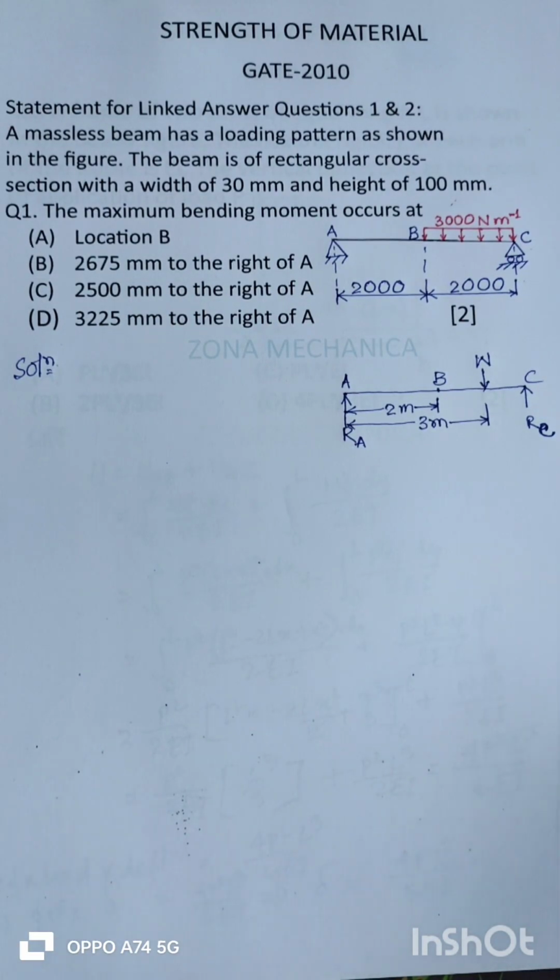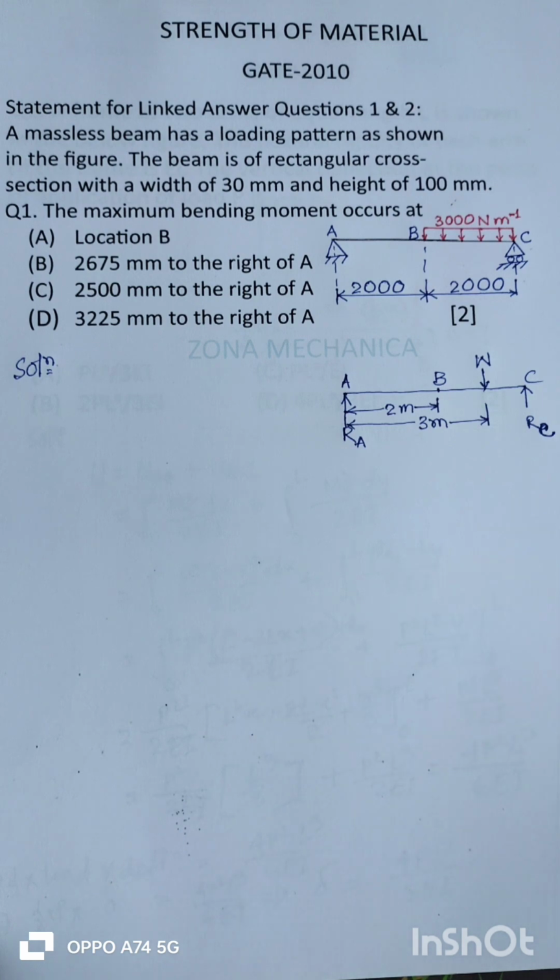There is an MCQ on bending moment. Actually, there are two questions based on the same data, and the two questions are of linked answer type. The common data is given as: a massless beam has a loading pattern as shown in the figure. The beam is of rectangular cross section with a width of 30 millimeters and height of 100 millimeters.